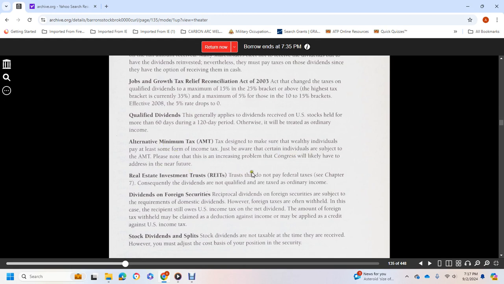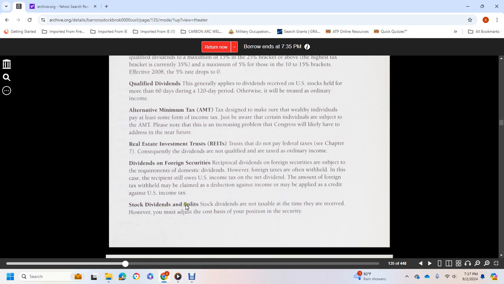Real estate investment trusts do not pay federal taxes, so their dividends are not qualified dividends and are taxed as ordinary income. Dividends from foreign securities are subject to the same requirements as domestic dividends. However, foreign taxes are often withheld. In this case, the recipient still pays U.S. income tax on the net dividend. The amount of foreign tax withheld may be claimed as a deduction against income or applied as a credit against U.S. income tax.